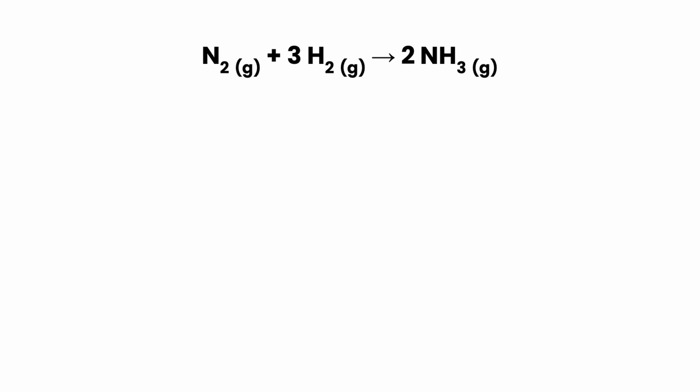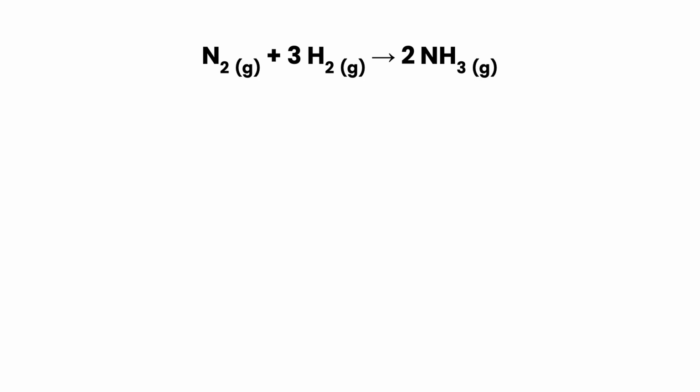If stoichiometry feels confusing, it usually comes down to mole ratios. In this video, I'm going to explain what mole ratios are and how to find them from a balanced equation step by step. Let's start then with this reaction here, where we have N2 plus 3H2 reacts to give 2NH3.